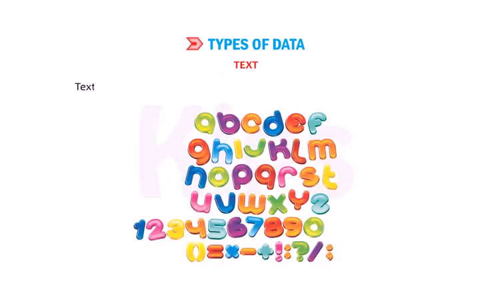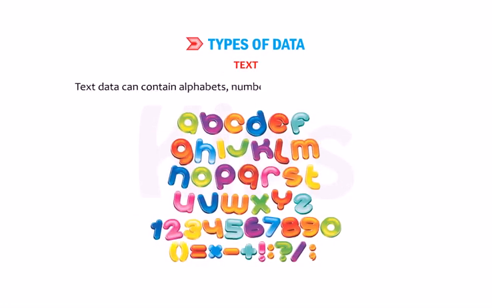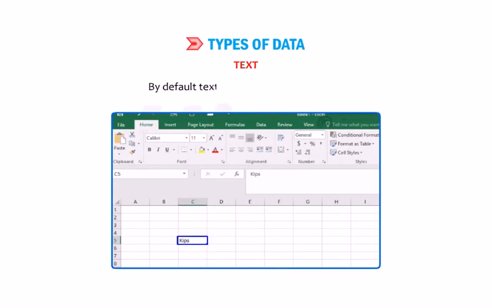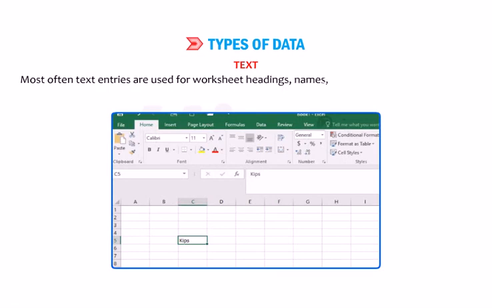Text. Text data can contain alphabets, numbers, spaces, and special characters. Text data is not used in calculation. By default, text data is left-aligned in a cell. Most often, text entries are used for worksheet headings, names, and for identifying columns of data.